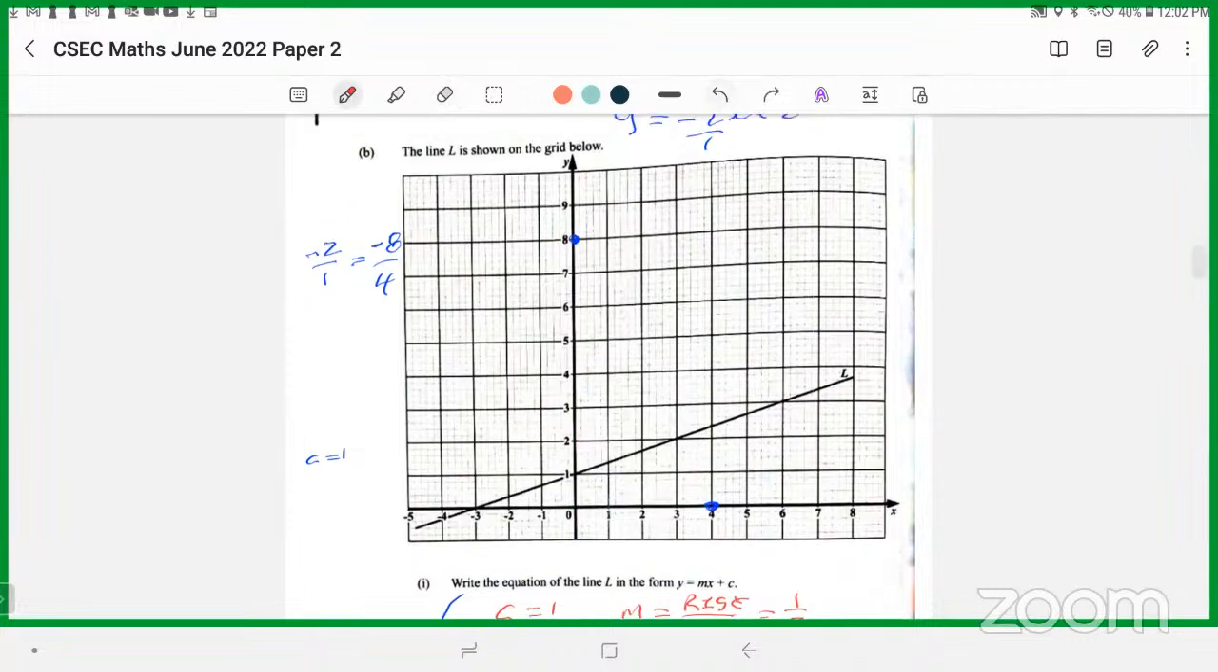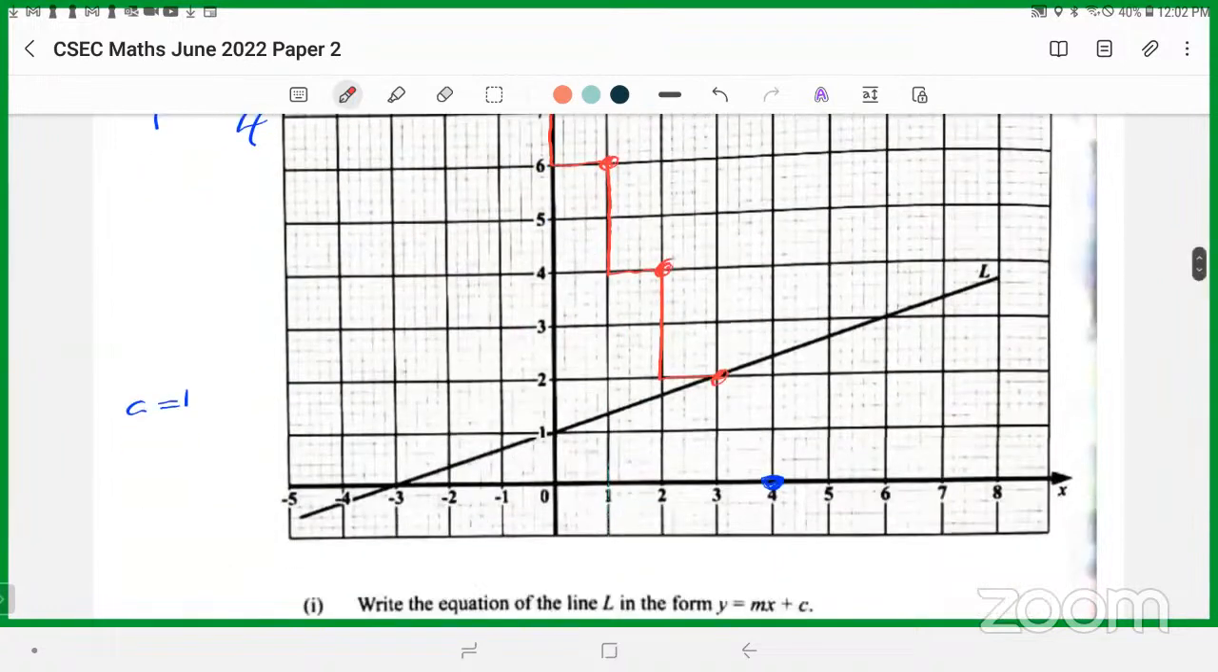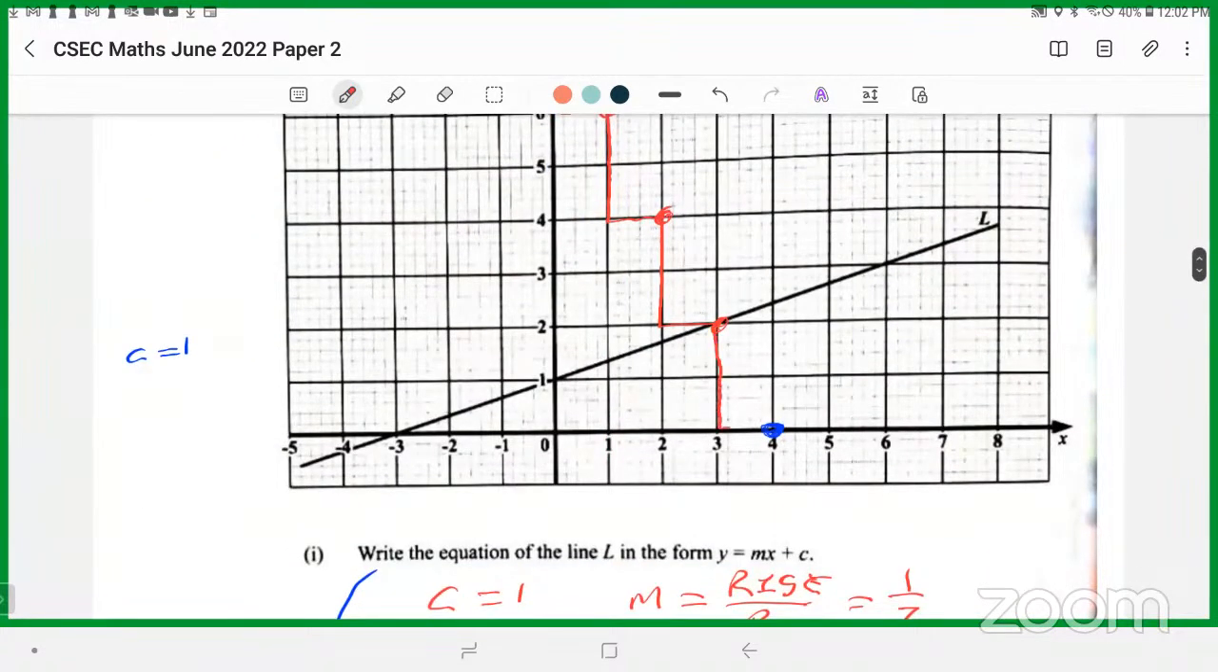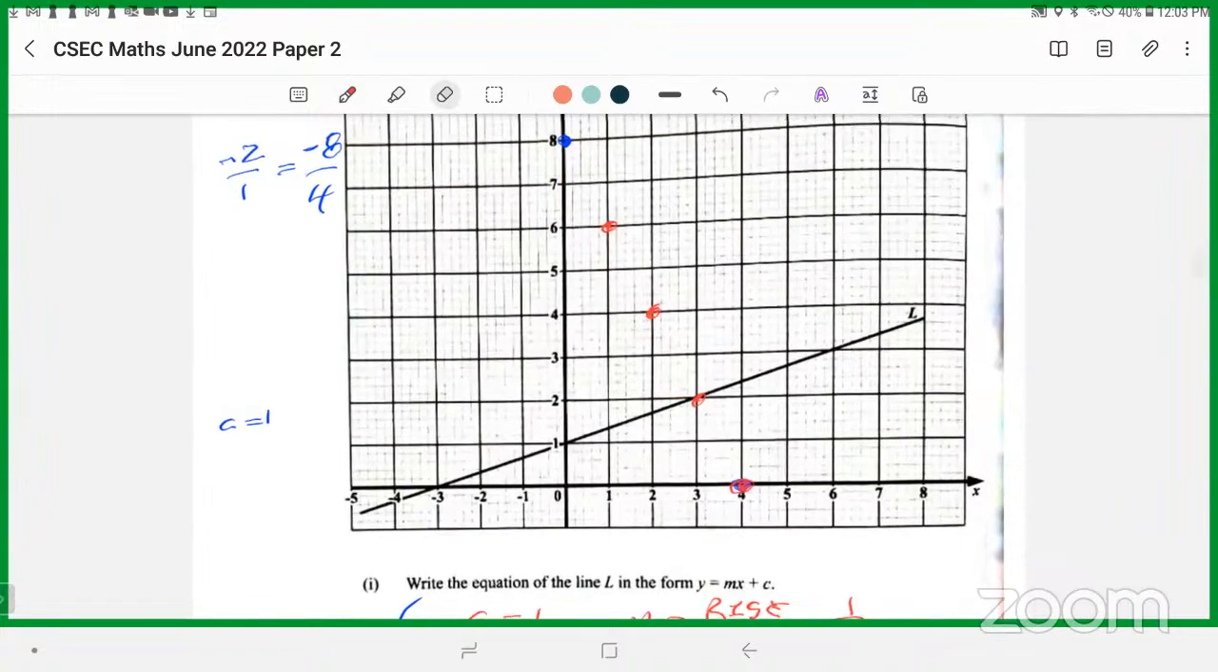So let's look at it. We'll go like this. Rise -2, run 1. Look, rise -2, run 1 to here. Then rise -2, run 1 to here. Then rise -2, run 1 to here. Continue. Rise -2, run 1. You come to the same point on the x-axis. So we can take off all these markings for the rise and run. I said all those points are on the same line, guys.